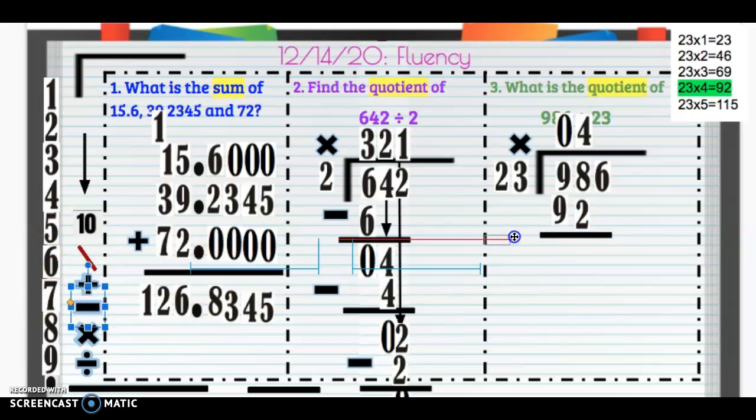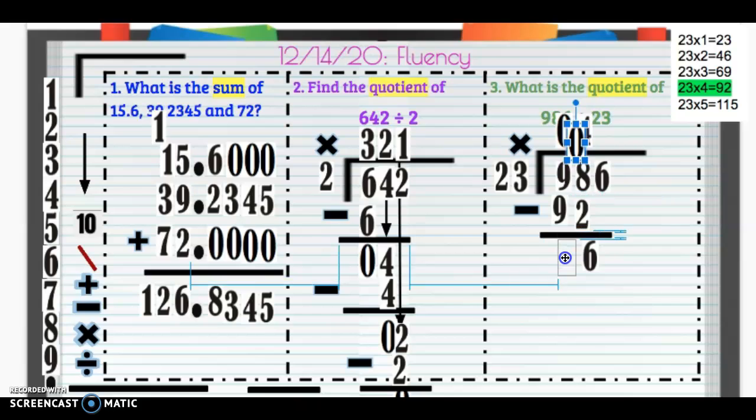And so I subtract. 8 minus 2 is 6. 9 minus 9 is 0. And again, you guys will have enough zeros there. And then I have to bring down the 6. So I bring down my 6.